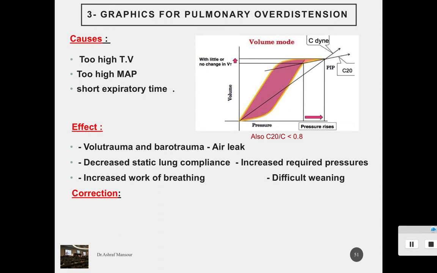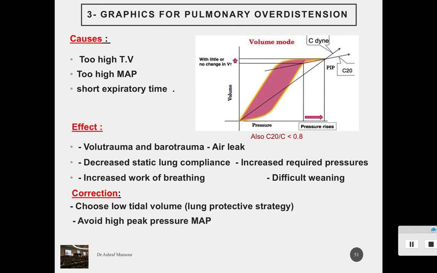For correction, we have to decrease the PIP to the least possible, which will give us the optimum tidal volume, or the tidal volume which we need. Volume guarantee is helpful in that. This is for lung protection and to avoid the high MAP.